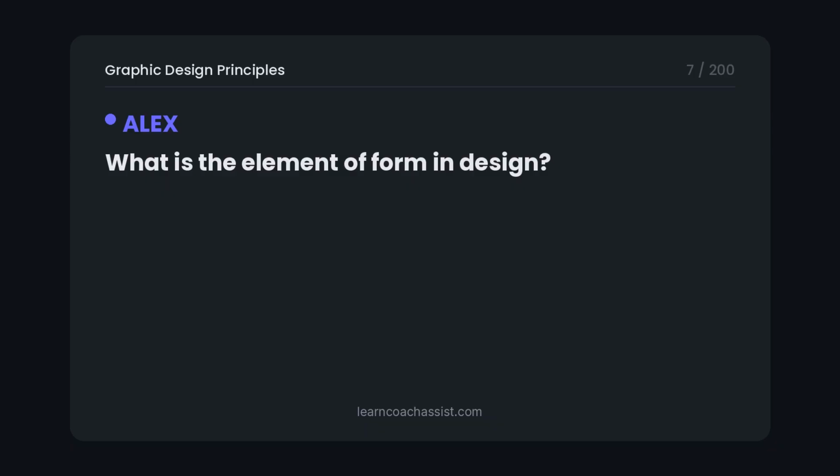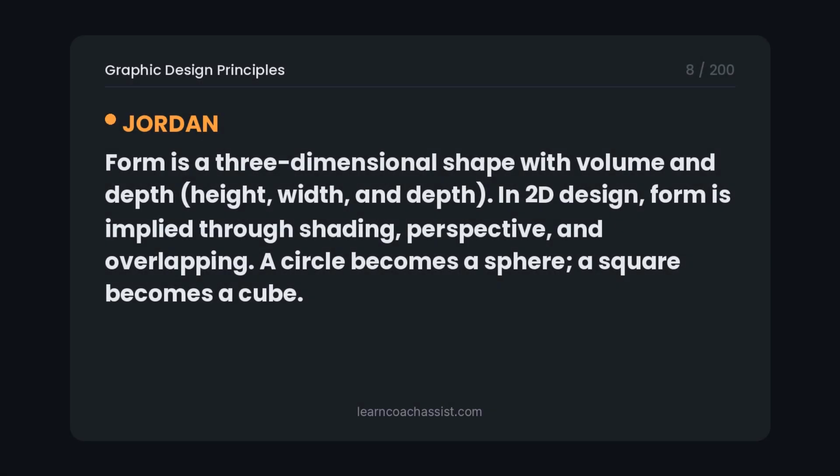What is the element of form in design? Form is a three-dimensional shape with volume and depth: height, width, and depth. In 2D design, form is implied through shading, perspective, and overlapping. A circle becomes a sphere, a square becomes a cube.